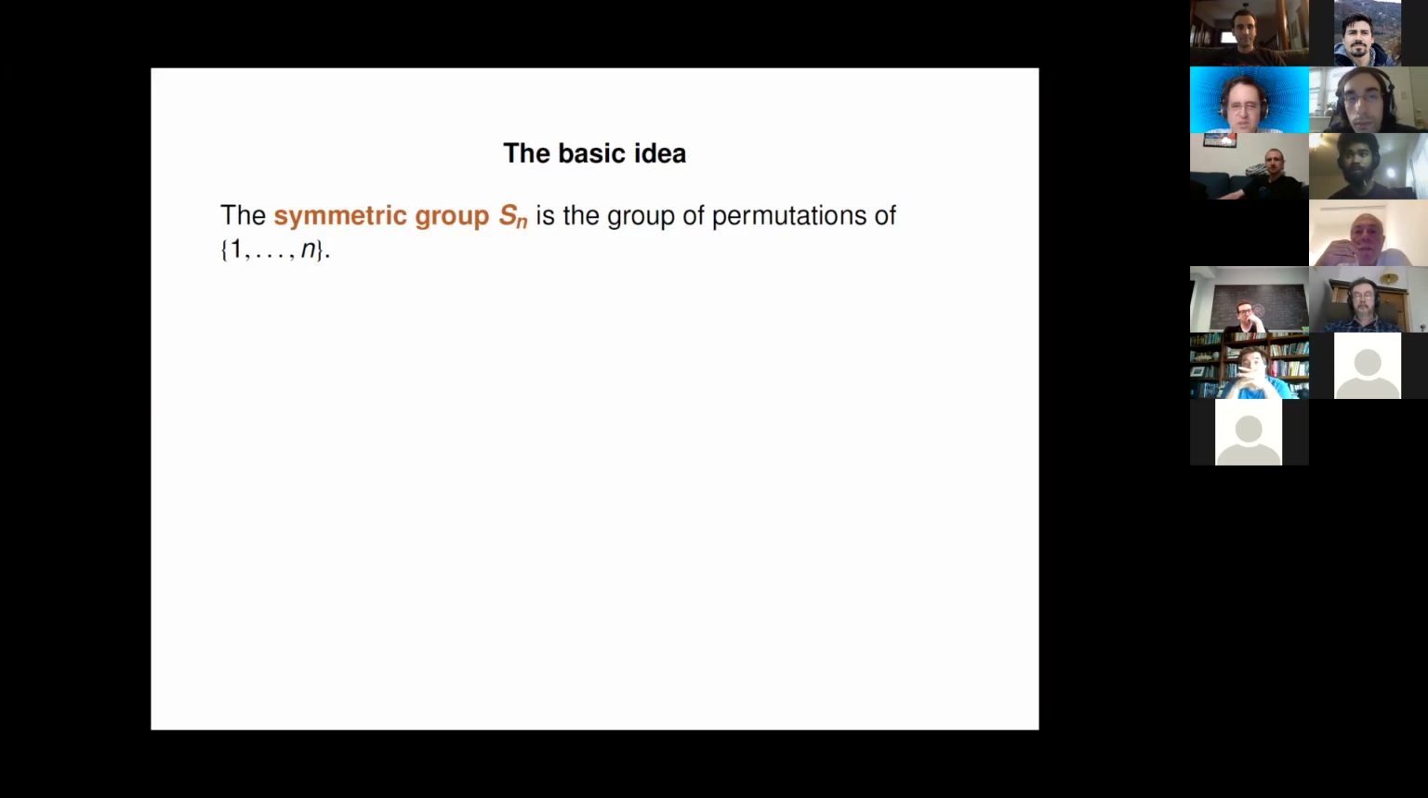So the symmetric group is like the group of all groups. It's the best group. It's the group of permutations of the set of an n element set, say the numbers from 1 through n.